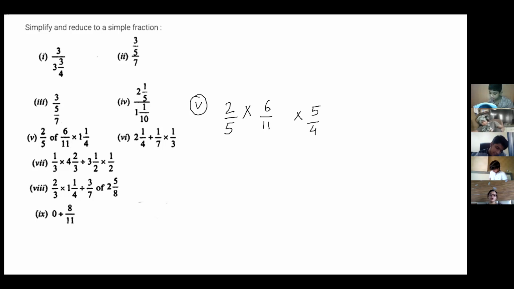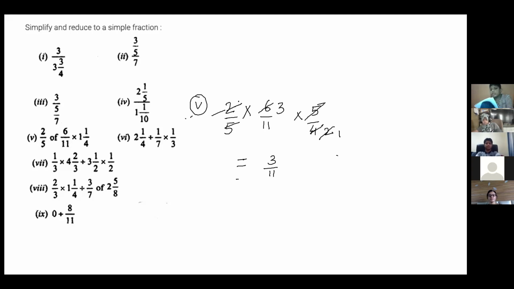Yes. Ma'am, this answer will be 3 upon 11. What is the answer for question 5? Tell me. 3 upon 11. Okay, 5 cancels out. 1, 1. 2 cancels over here. 2 ones are 2 and 2 twos are 4. Then 2 ones are 2 again. 2 threes are 6. How much are you getting, Abdullah? 3 upon 11, ma'am. Yes, 3 upon 11 is the correct answer.